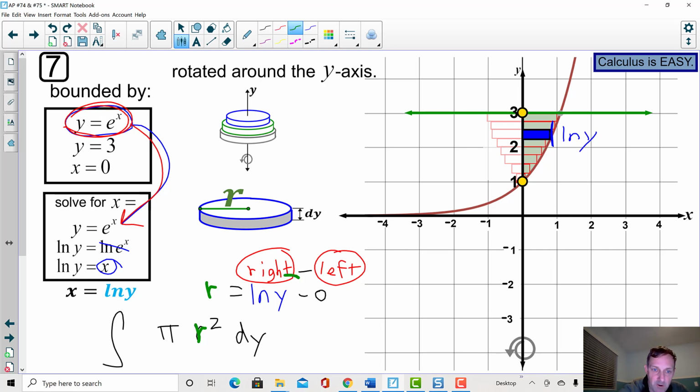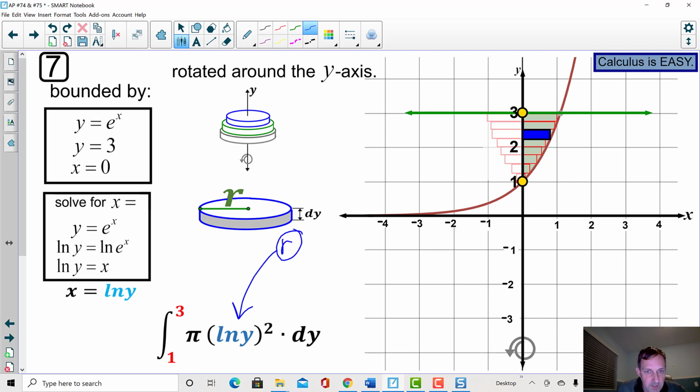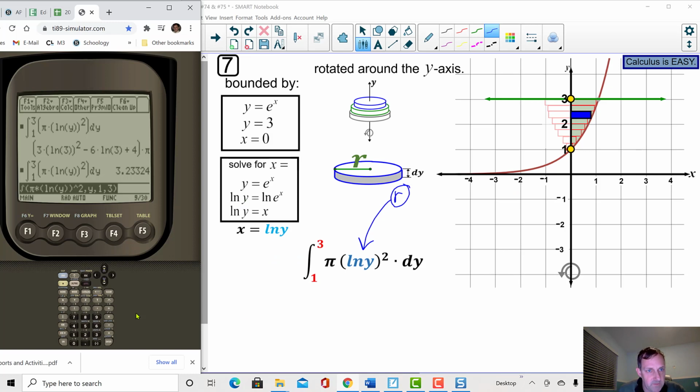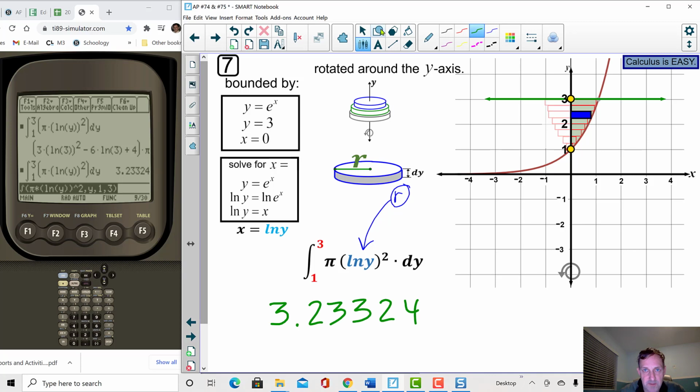Now we're done. We have our r. The r is just going to be ln of y. So we can go ahead and plug it in for the r. Okay, after plugging in the r, we're going to get this integral right here. Let's plug it in our graphing calculator and see what we get. Okay, there we go. Our answer is going to be 3.233. Let's go ahead and truncate that, put a box around the final answer, and that's it.